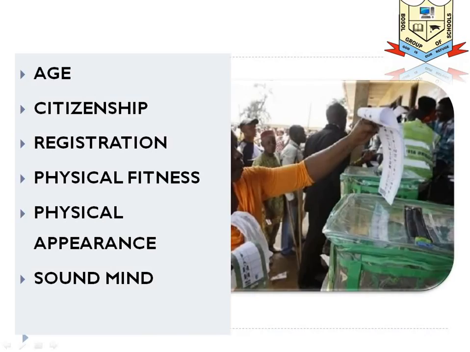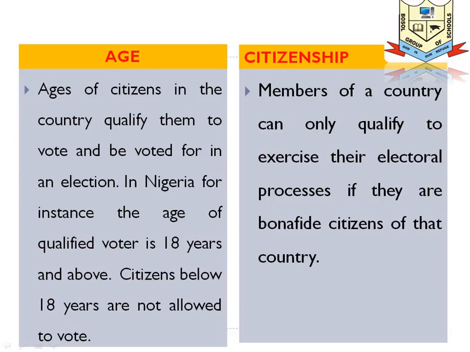That is, for an individual who is of age to qualify to vote during the election, there's some qualification he or she needs to meet. Number one is age of the citizens. Number two is citizenship. Number three, registration, that is, the person is expected to register during the registration process. The physical fitness, physical appearance, and he or she must be of sound mind. Now let's look at it one after the other.